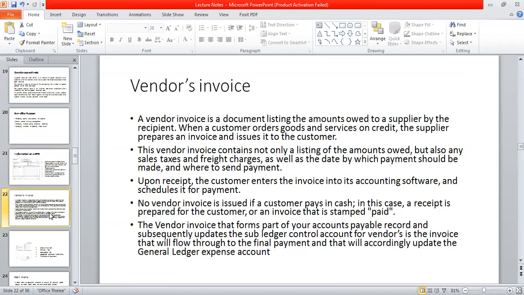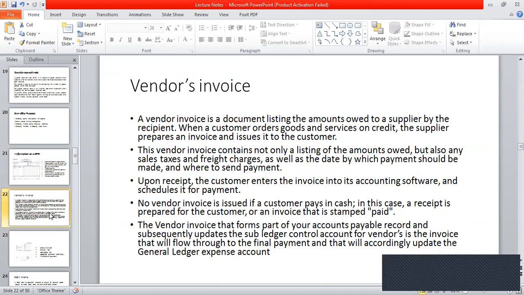Okay, so we move on to the next document, which is the vendor's invoice. A vendor invoice is a document listing the amount owed to the supplier by the recipient. When a customer orders goods and services on credit, the supplier prepares an invoice and issues it to the customer. This invoice contains not only a listing of the amounts owed, but also any sales taxes and freight charges, as well as the date by which payment should be made and where to send the payment.